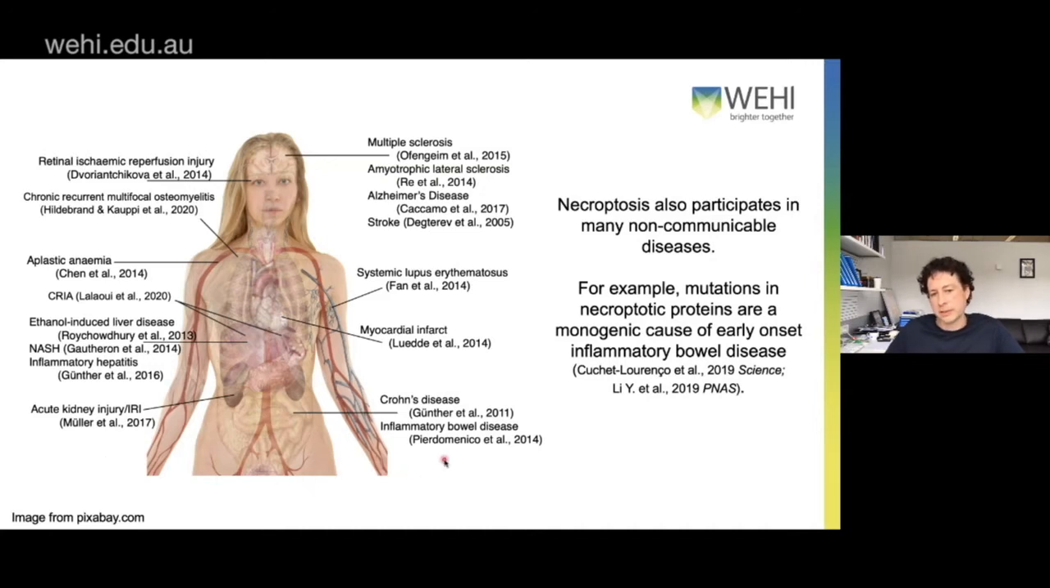Of direct relevance to today's talk is the role that necroptosis is thought to play in inflammatory bowel disease. The work that we do has direct implications for that. And I think the clearest example of the role that necroptosis plays in inflammatory bowel disease is the fact that mutations in the necroptotic pathway are monogenic causes of very early onset inflammatory bowel disease. So I think that's clear, that's an indication of great interest.